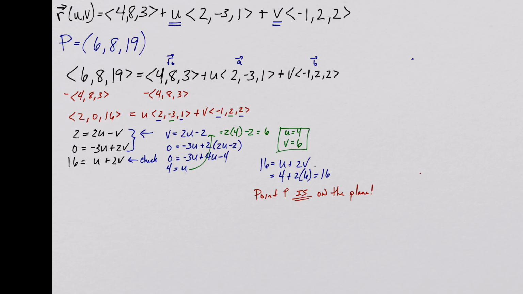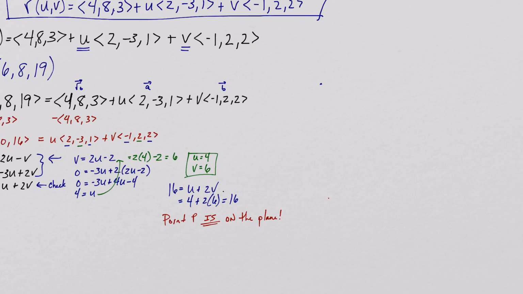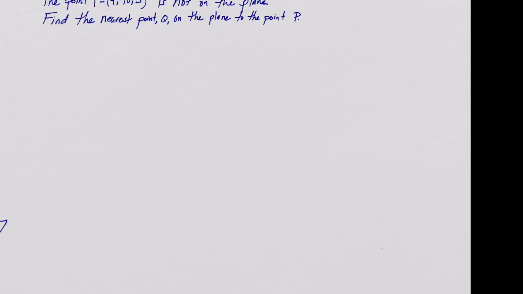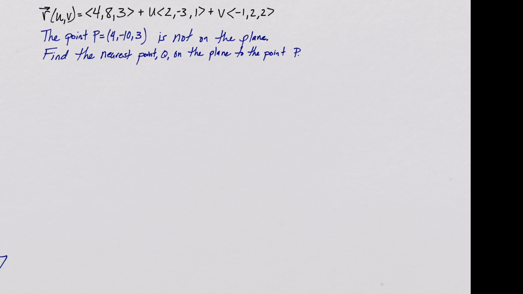Alright, so it was great that this point P was on the plane, but what are we going to do if the point is not on the plane? So that's the problem we'll take a look at next. And so I've already rewritten the problem up here. So we've got our vector equation of the plane. Now I've given you that this point P, negative 10, 3, is not on the plane.